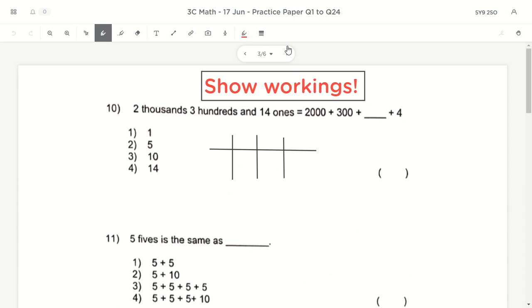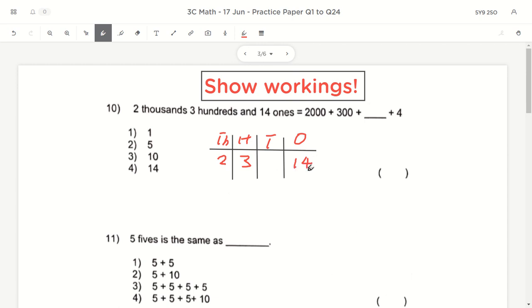Question 10. Alright, this is quite straightforward. Again, use your place value chart. I have ones, tens, hundreds, thousands. Okay, so I have 2,000, 300s, and 14 ones. But can I put my 14 like that under ones? No, I need to regroup.